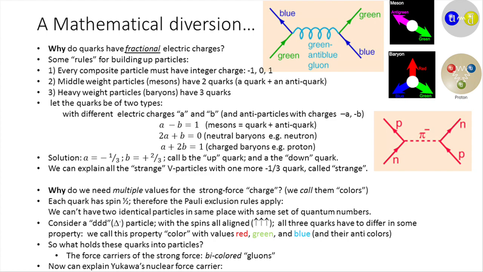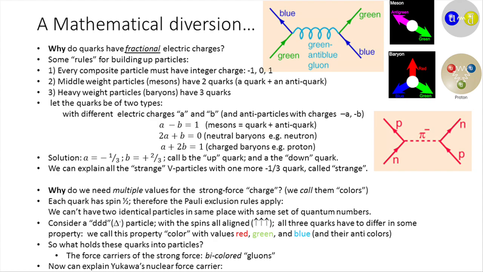There are some rules for building up particles out of these things. Every composite particle has to have an integer charge. It could be a minus 1, or it could be a 0, or it could be a 1, but it can't be a fraction. So when I add things up, I have to get whole numbers. Middleweight particles, like this guy over here, have two quarks, a quark and an antiquark. And the heavyweight particles, like protons, neutrons, and so on, have 3 quarks. So if we say they can't all be the same, we're going to call them A and B. And the antiparticles have minus A and anti-B.